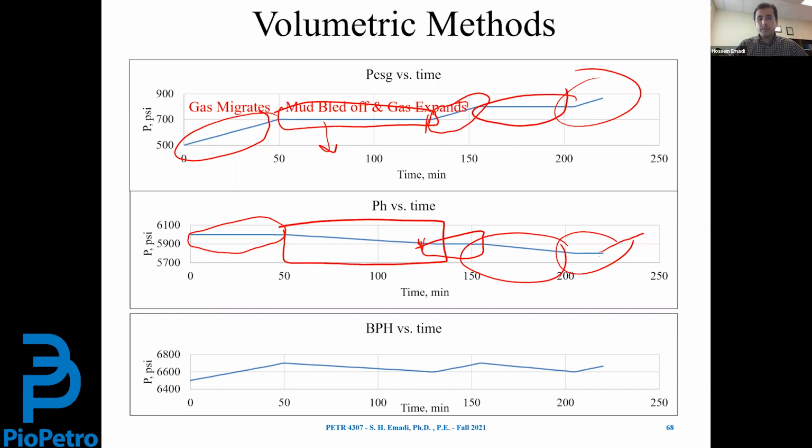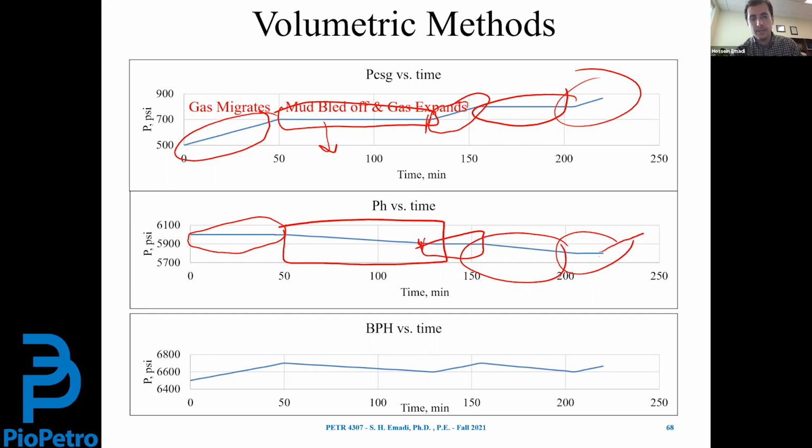Now let's see what happens to the bottom pressure. Both the wait and weight method and Driller's method are constant bottom pressure. And as I mentioned at the beginning, since the volumetric method is basically similar to the first circulation of Driller's method, bottom pressure must be constant. As you can see here, bottom pressure is fairly constant.